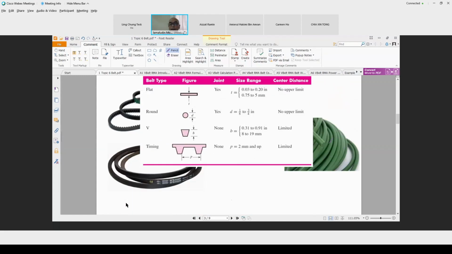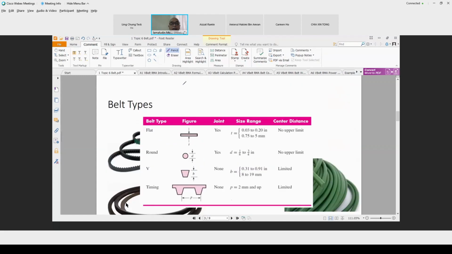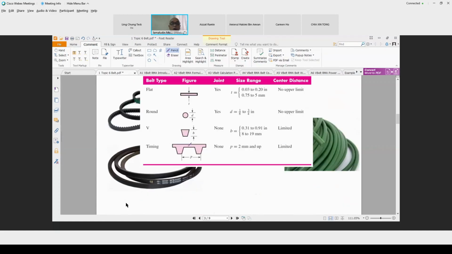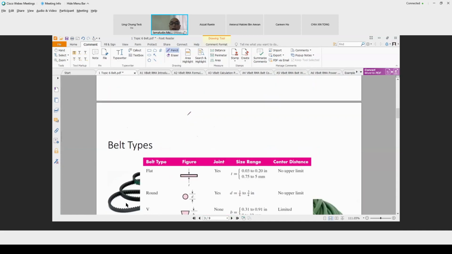Then the round belt. For the flat belt and the round belt, there is no limit, because the length depends on you. For example, I want this length, I just buy that amount of length, the same as the flat belt, and we just use the belt.